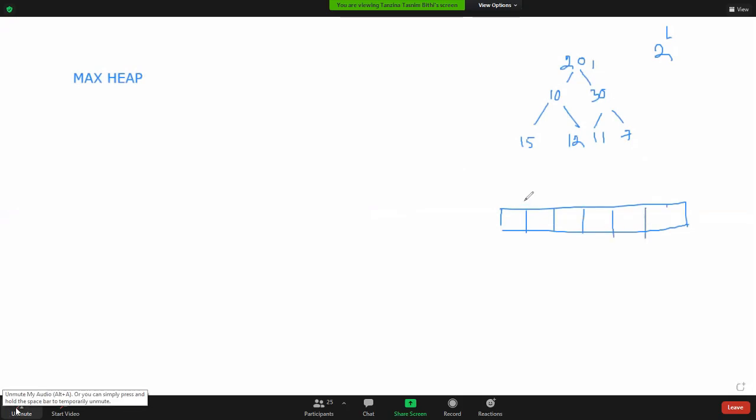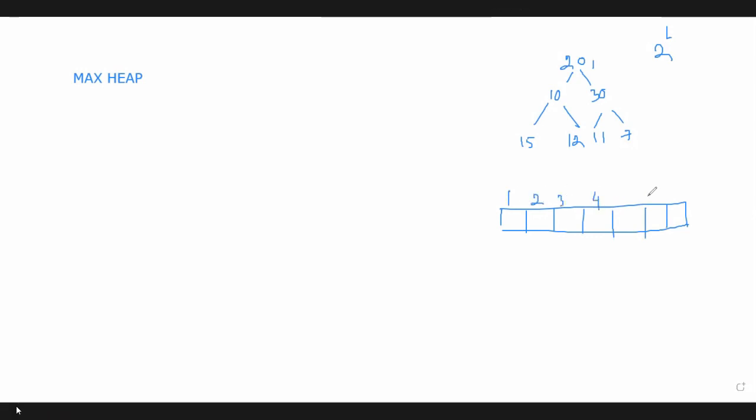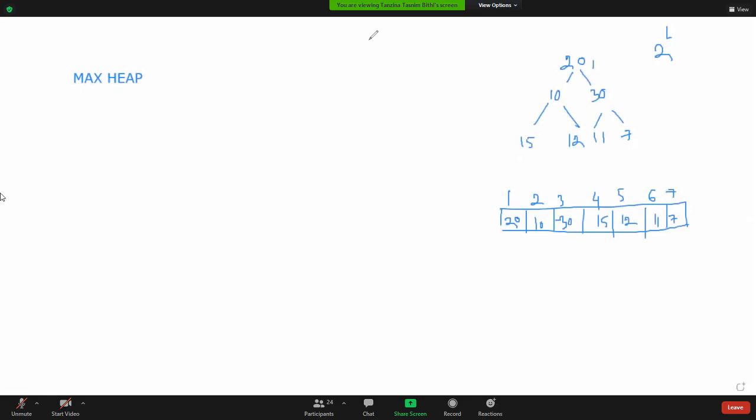Okay, so if we start the ordering from 1, 2, 3, 4, 5, 6, 7, we can store the root node in the first location, that is 1. After that 10, because its index value is 2. Then 30, 15, 12, 11, 7. That means we can store the nodes of a full binary tree in an array.